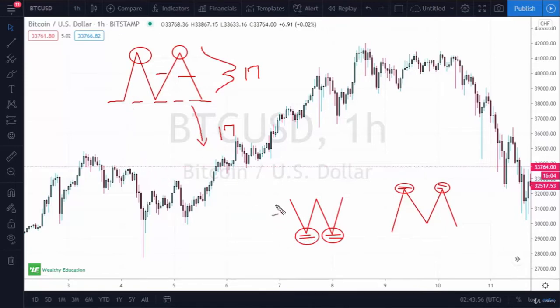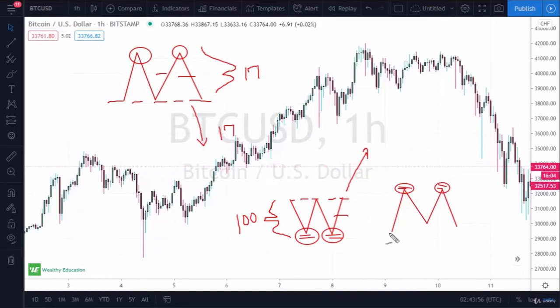Just as right here, you would measure this pattern. Let's just say it's $100. You turn around, you break above the top of the W pattern in this case. You aim for $100, you risk 50. It's a built-in, risk 1, gain 2 type of scenario.